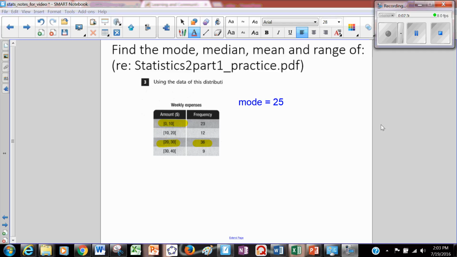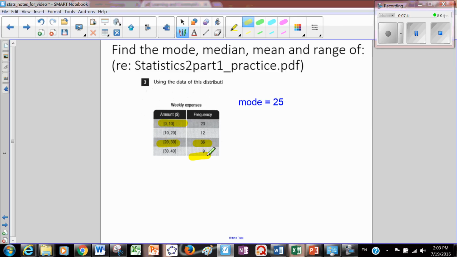To find the median, we're going to have to add to figure out how many data do we have in total. So what we're going to do, we're going to add them up. If we do 23 plus 12 plus 36 plus 9, so take your calculator, it should add up to 80. So that means that half of 80 is 40. So if we divide it in 2 equal parts, we should have 40 on the first part and 40 on the second part. So where is the median going to fall?